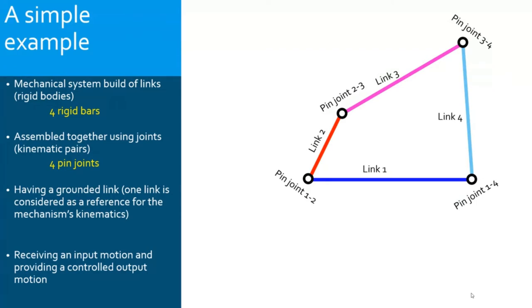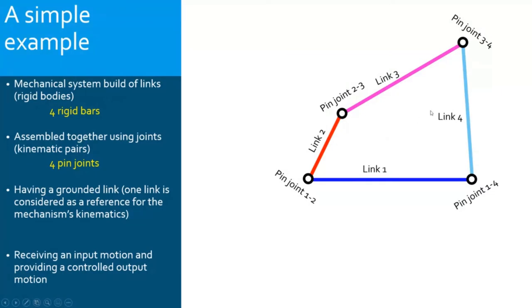Again, the pin joint 2-3 will connect link 2 and 3. They will not have a complete independent motion now, as they cannot translate relatively to each other. I cannot, for example, take 3 and make it translate horizontally. I cannot take link 3 and make it translate vertically with respect to link 2. I can only make link 3 rotate with respect to link 2. So this is how pin joints work.